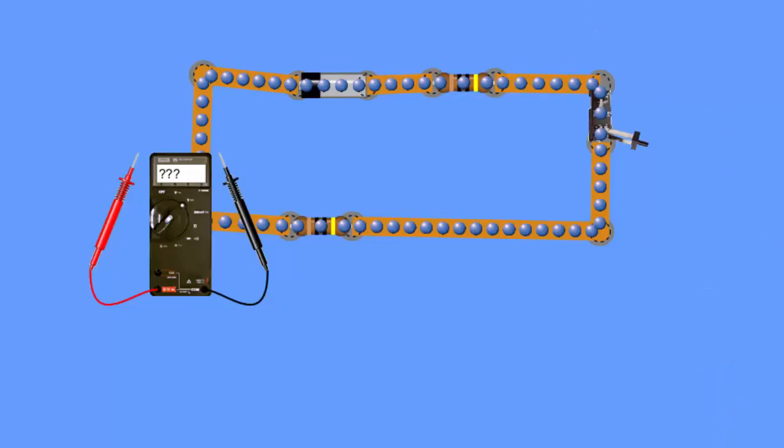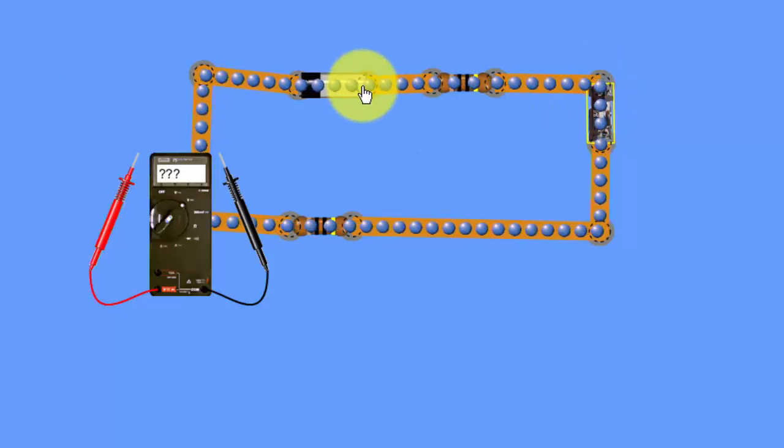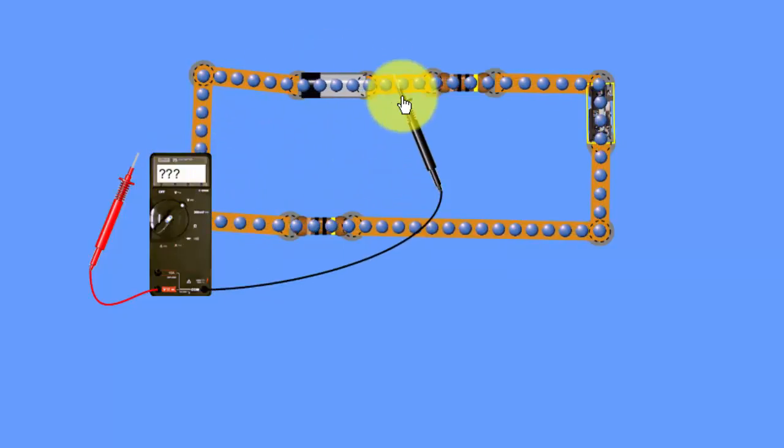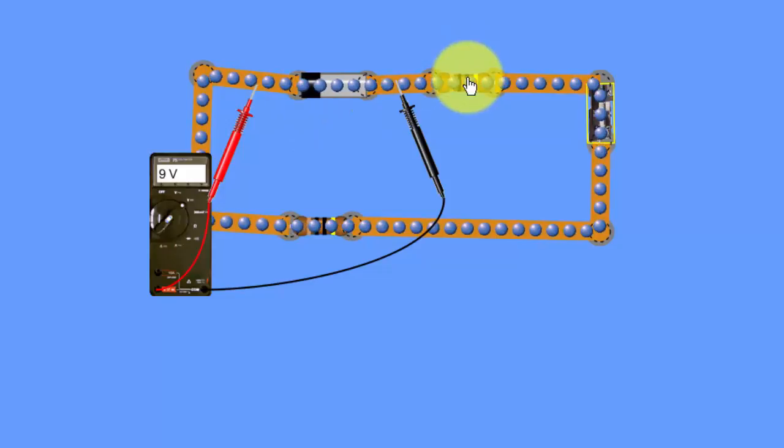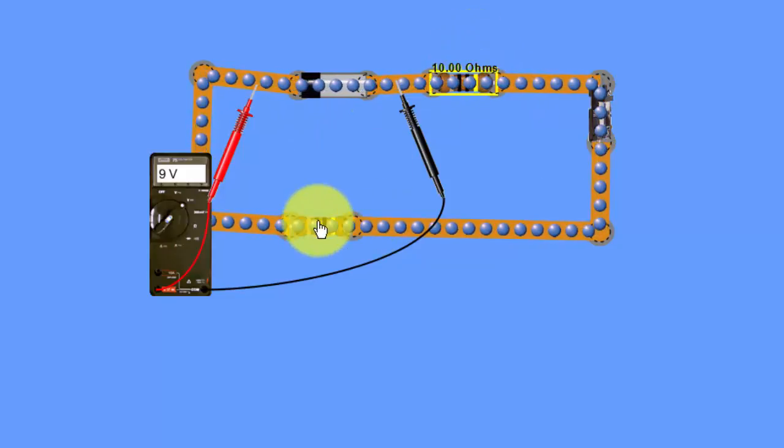Okay, so I've decided to set up a circuit simulation to try and help explain what EMF is, how you measure it, etc. Here we've got an ideal cell with a voltage of 9 volts, which means it's providing 9 joules to every coulomb of charge that leaves it. And you've got a 10 ohm resistor and a 10 ohm resistor in series.